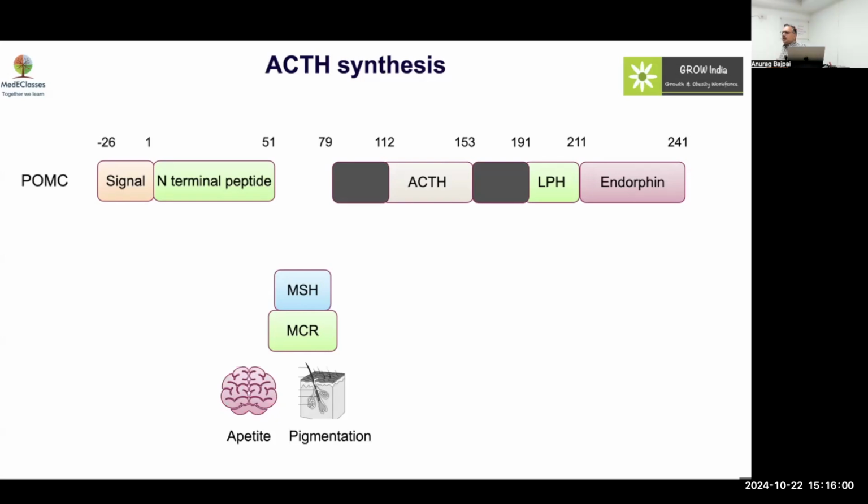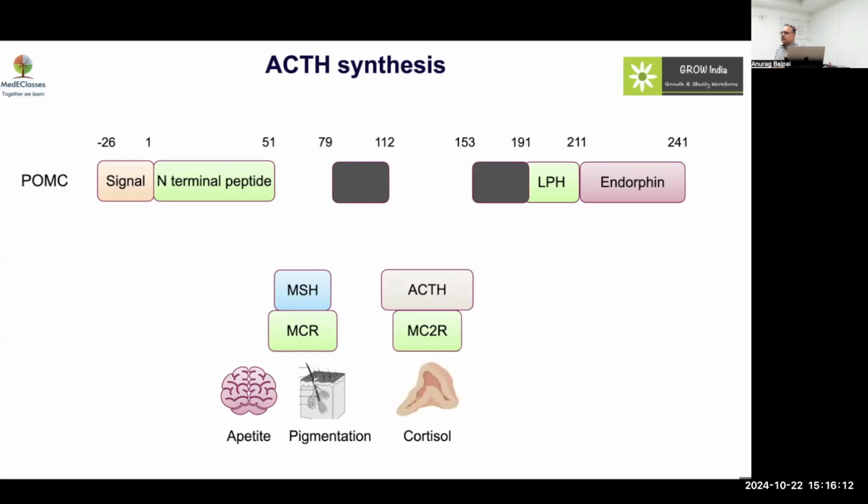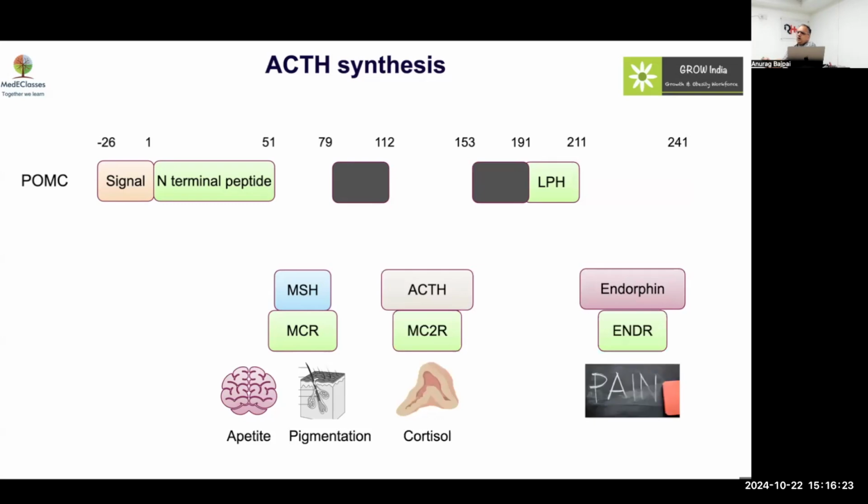And of course, it's a melanocyte stimulating hormone, so it's also going to work on your skin pigmentation and hair pigmentation. The ACTH is going to work on a similar receptor, which is the MC2 receptor, to cause production predominantly of cortisol. There are many other effects of ACTH which we are not going to discuss. Mainly, we are focusing on the effect as far as cortisol production. And endorphin, we know, works on the endorphin receptor to reduce the pain.